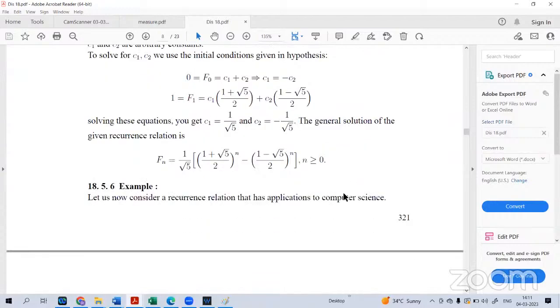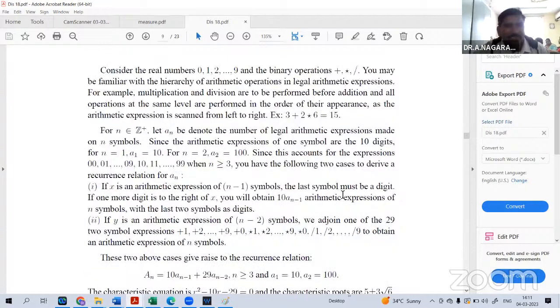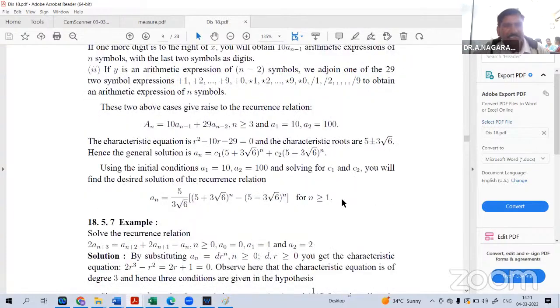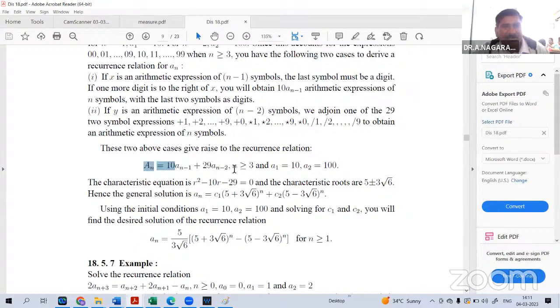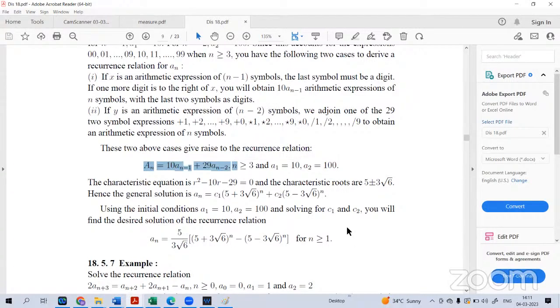That's it. Okay, sir. Now we go for another example. Here, sometimes it comes to irrational roots. See here, this comes to a_n equal to this type of equation. What page number? Page numbers, I cannot say, it is only a continuation. 18.5.6. 311. Okay. 311.